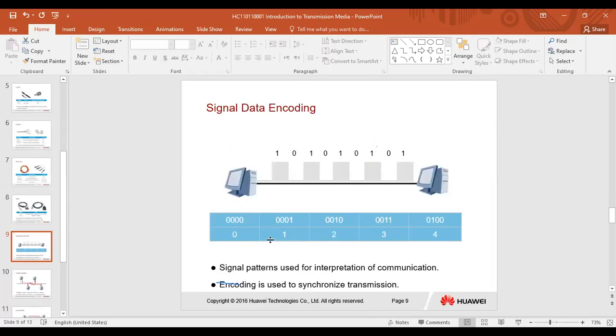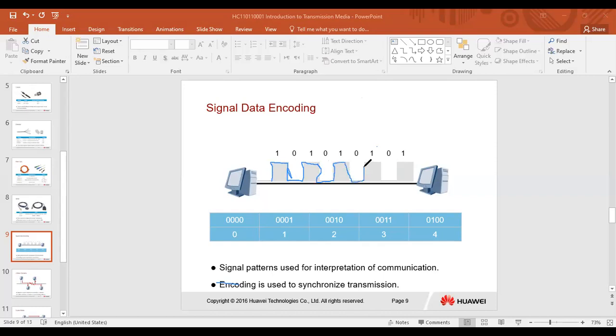Okay. What is signal encoding data? As we will study our physical medium, suppose the data can be transmitted in digital communication in the form of bits or lights. How can the data be represented? If the data is 1, it means the signal is high. If the data is 0, it means the signal is low.